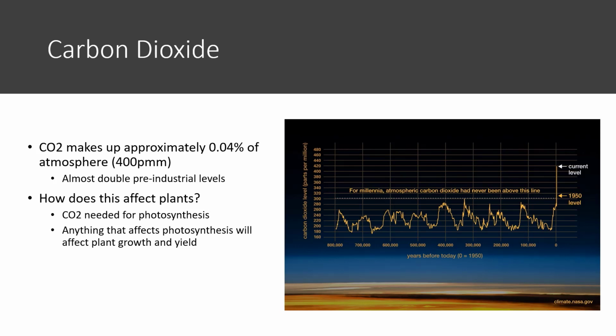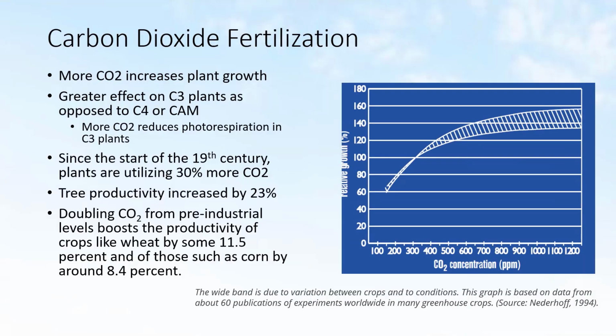That's our common theme throughout this entire thing. So what we see is that carbon dioxide, there is a positive effect, right? It increases plant growth. Now, this effect is greater with your C3 plants as opposed to your C4 or CAM. We'll learn about this at the end of the lecture. They are different ways or different processes of photosynthesis.